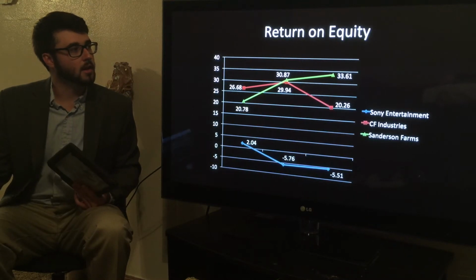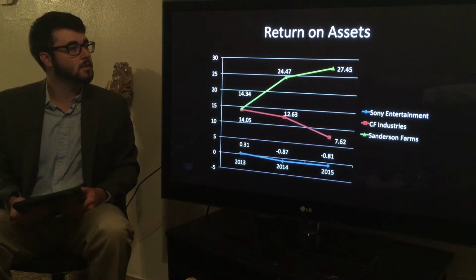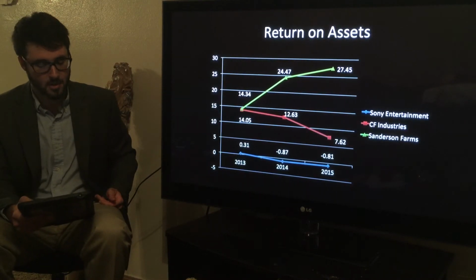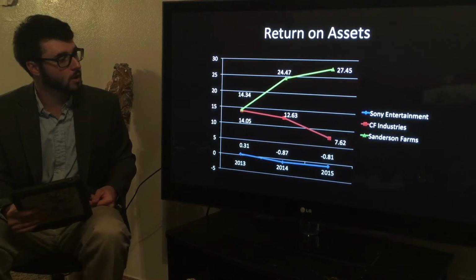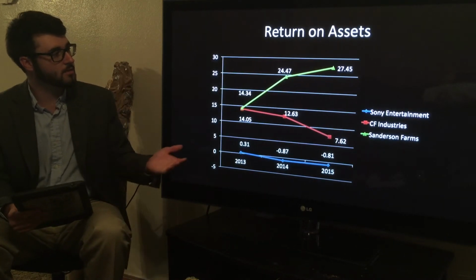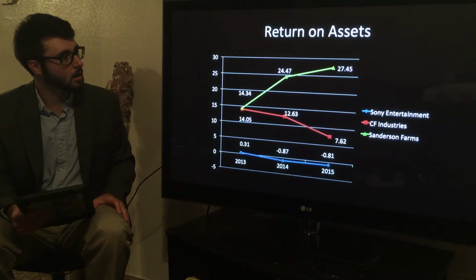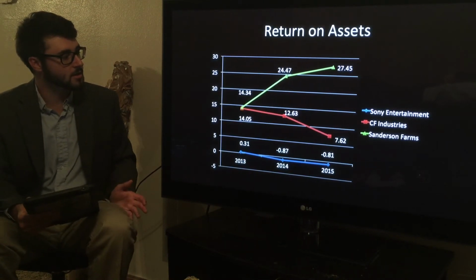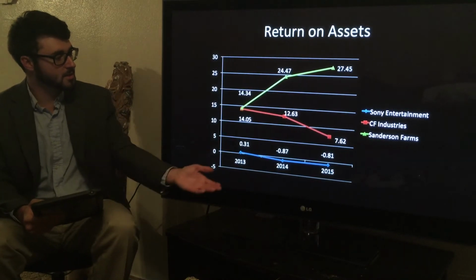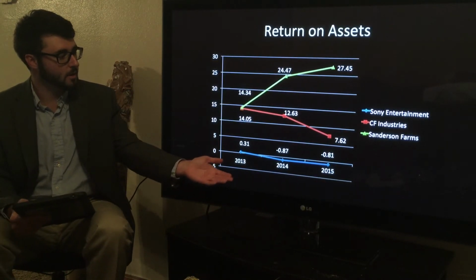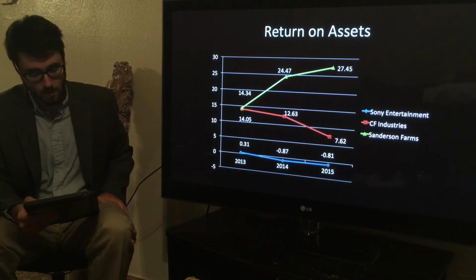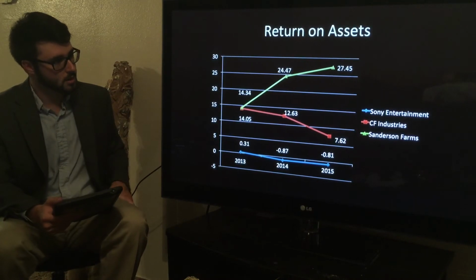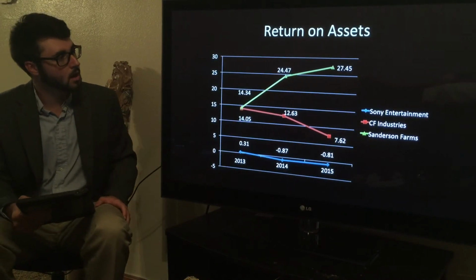The next graph we're going to look at is ROA, return on assets. ROA gives an idea of how efficient management is at using assets to generate earnings. So this one, once again, Sanderson Farms is increasing and they're on top, increasing at a very rapid rate. CF Industries is decreasing, and Sony Entertainment is basically staying the same, but they're once again in the negative numbers. So this shows that they're not very efficient at using their assets to generate earnings.